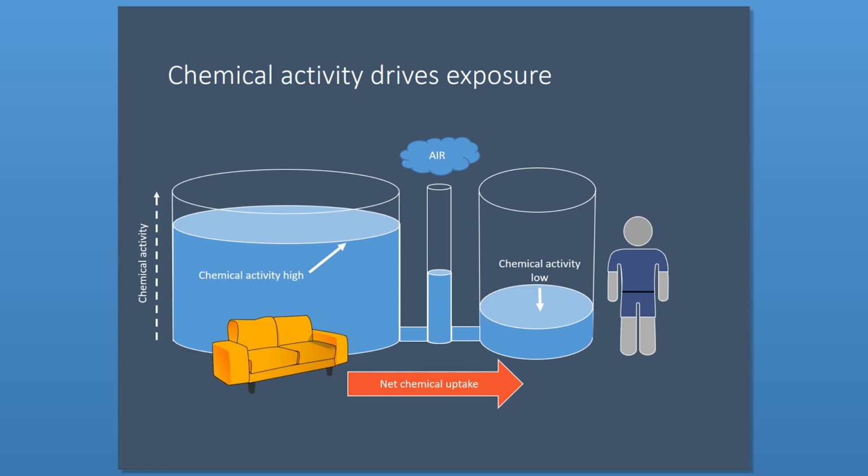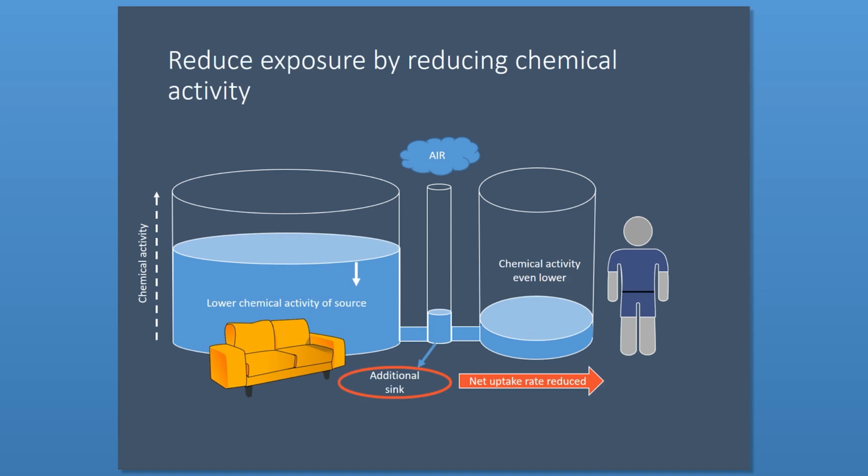Well, one way to do that is to simply get rid of the chemical to begin with. Sometimes that's not so easy, but maybe we can lower the activity in each of these compartments that surrounds us in a way that we have less going into us. So that might be lowering the chemical activity of the source, in other words, reducing the amount of a particular chemical that we use in our consumer products. Or perhaps we have something that draws the concentration down in the air around us. Maybe there's an air cleaner, or you open a window, that kind of thing. Ultimately, this reduces our uptake.